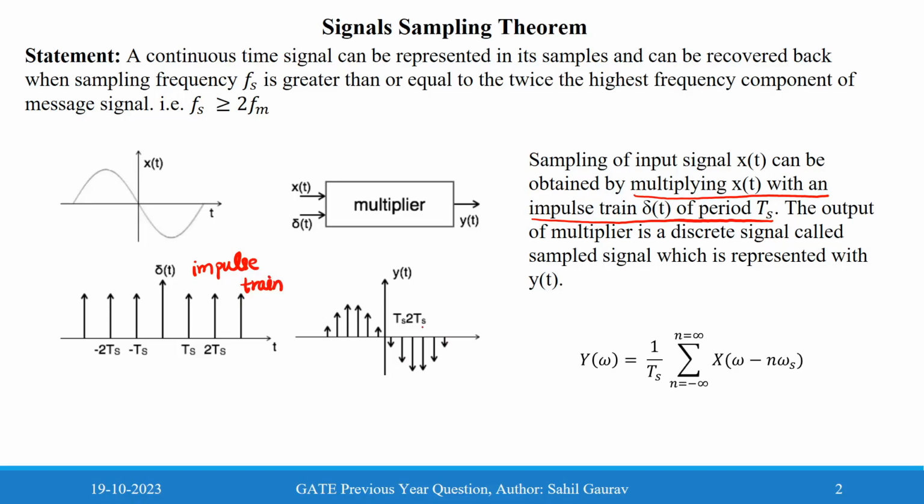Now if we take the Fourier transform of this sampled signal, we get this equation. The output of the sampler is very important: what frequency components are present at the output? We can see that the frequency components present at the output are f minus n fs. Here it is written in terms of omega, but you can also write it as f plus or minus n fs, because n varies from minus infinity to plus infinity. So this is the requirement.